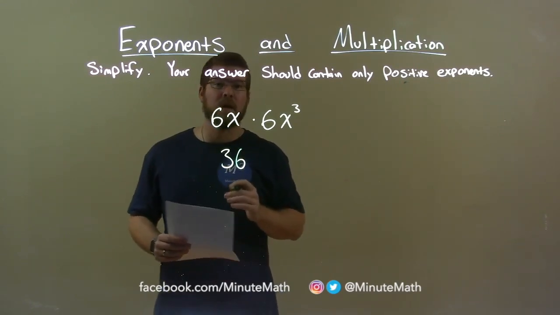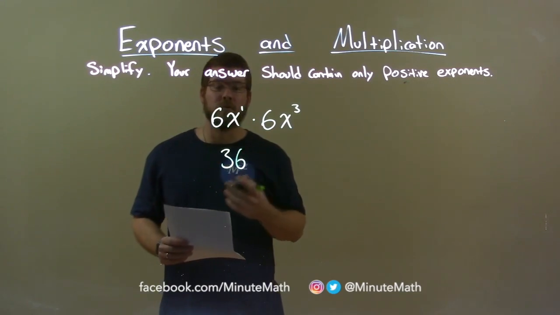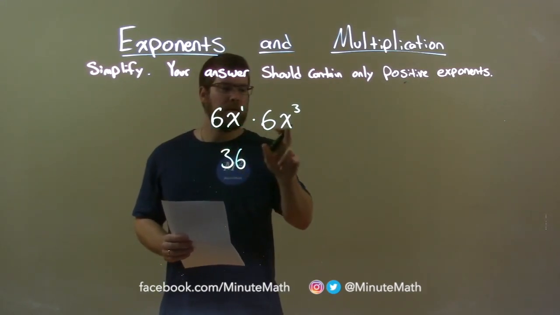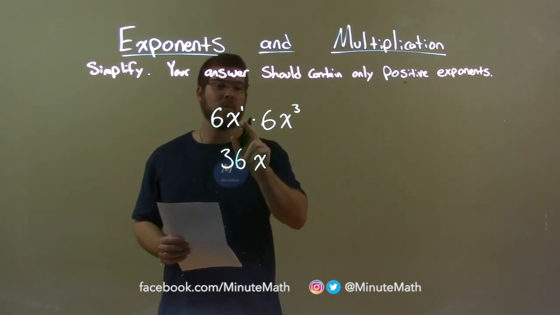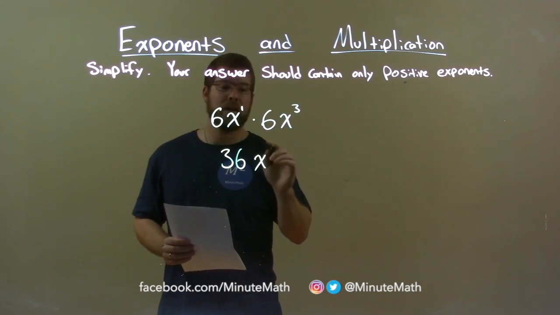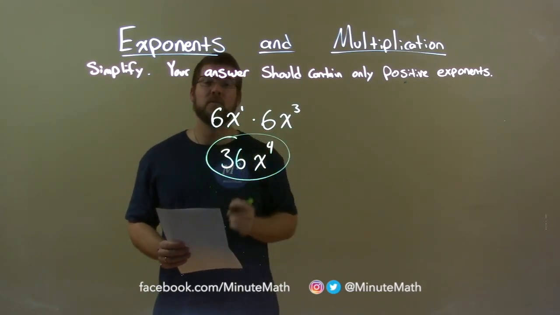Now we need to multiply the variables. Well, x by itself is the same thing as x to the first power. Since the base for both of these are x's, we keep the x down here, and when we multiply them, we add the exponents. 1 plus 3 is a 4. And so my final answer is 36x to the fourth power.